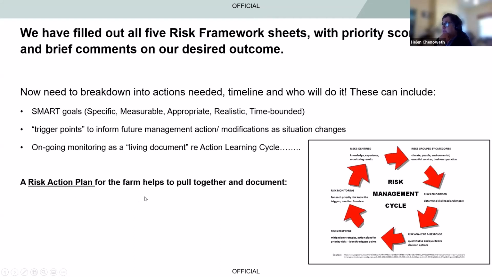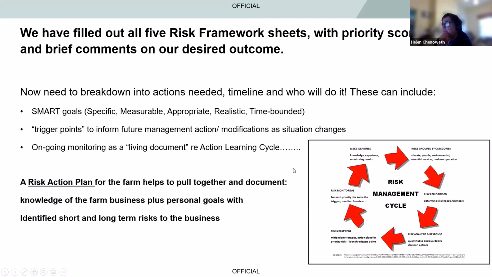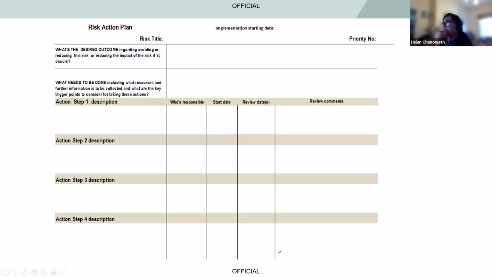And using the risk action plan, because it helps pull together and document for us the knowledge of the farm business and the personal goals of the business, but also the short and long-term risks to the business as well. This way we can develop our plans to manage the impacts of climate change over time. This is an example of a risk action plan. You've probably seen lots of different ways of doing it. There's no right or wrong, but what it does is give nice clarity about the outcome.